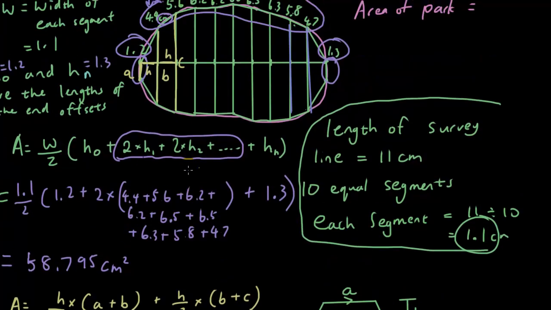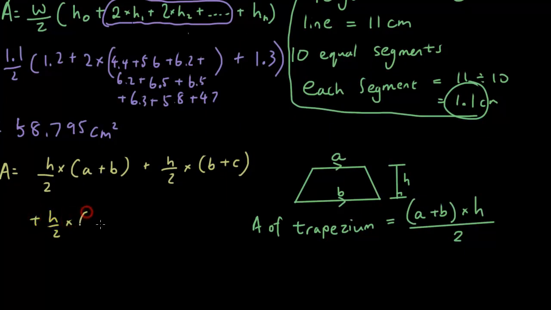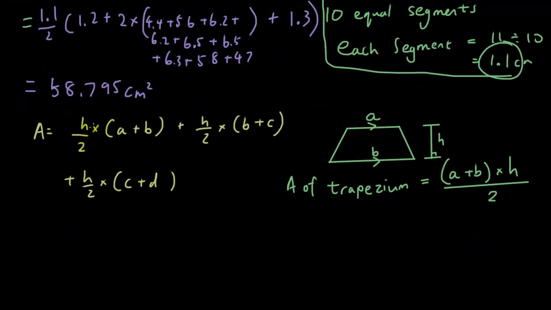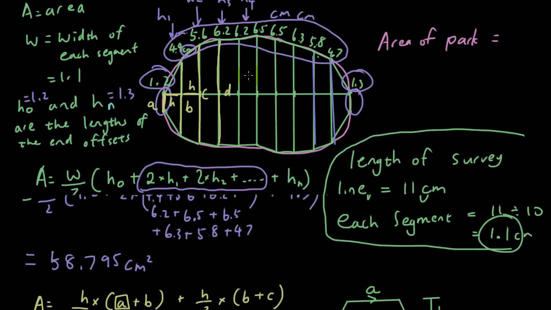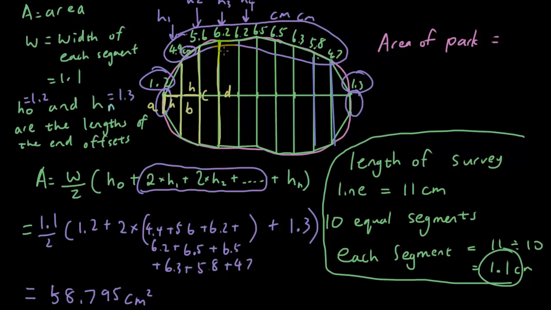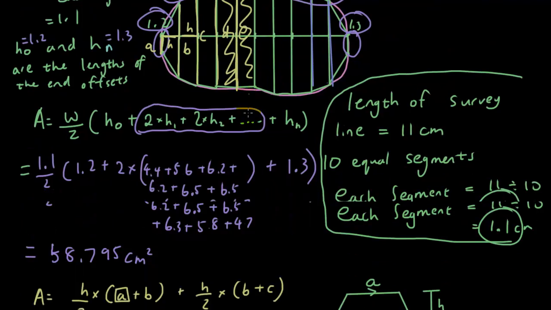Okay, and then we have a third trapezium, and let's call this side D. So then we have plus H over 2 times C plus D. And then we keep going. Okay, so what is the common thing in all of these brackets? The common thing is we have H divided by 2, so that's why H divided by 2 is at the front. And then what are we adding up? You can see that A only occurs once, B occurs twice, so we get 2 times B, C occurs twice, 2 times C, and every single one of these sides is going to appear twice because, for example, side E is the side length of this trapezium and it's also the side length of this trapezium.